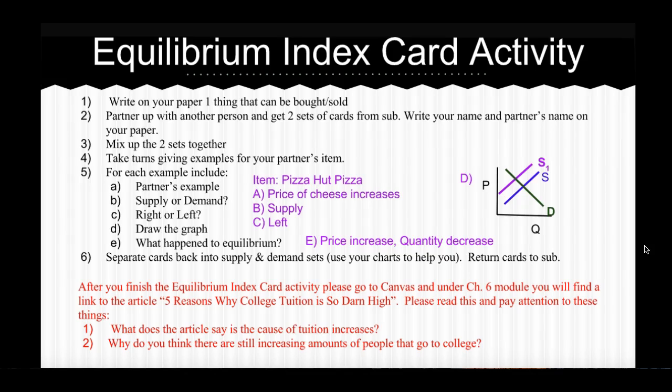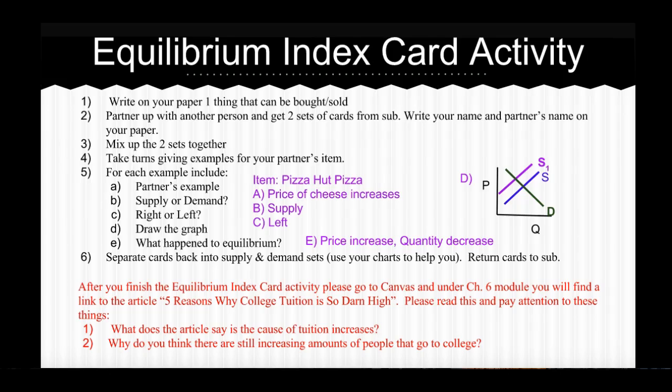Before you read this, I want you to pay attention to 2 things. First of all, what does the article actually say is the cause of tuition increases? We talked about what you think causes the price of college to be so expensive before, but this is actually looking at that. And secondly, why do you think there is still an increasing number of people that go to college even though the price is increasing? So I want you to pay attention to that.